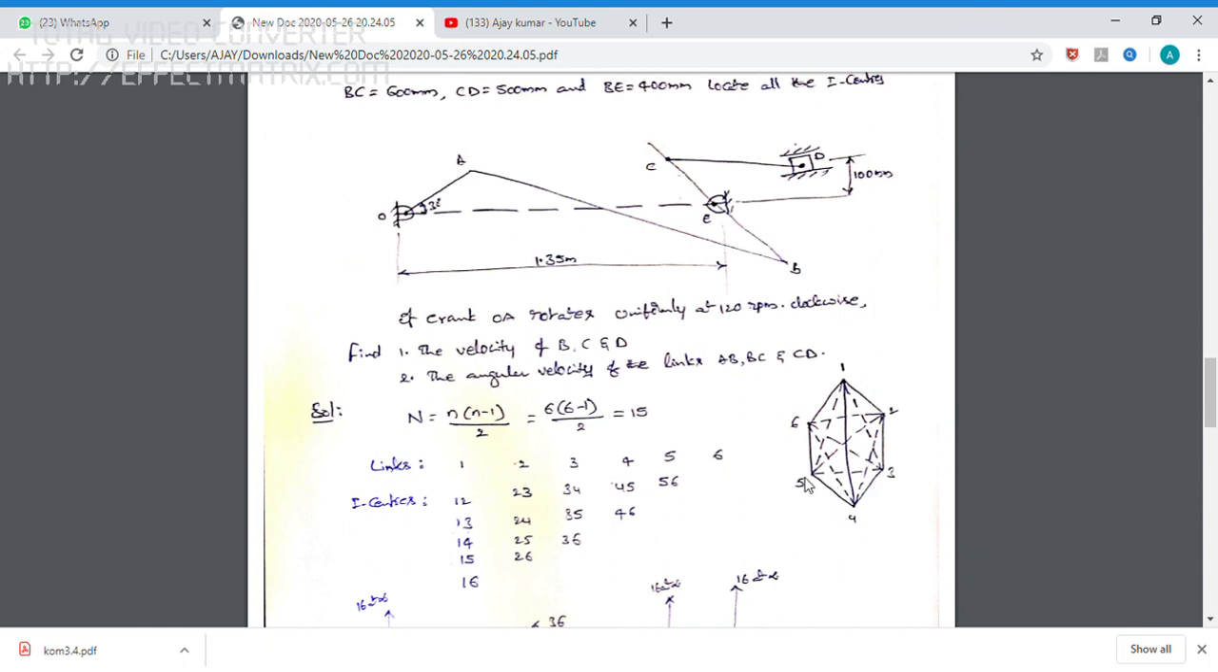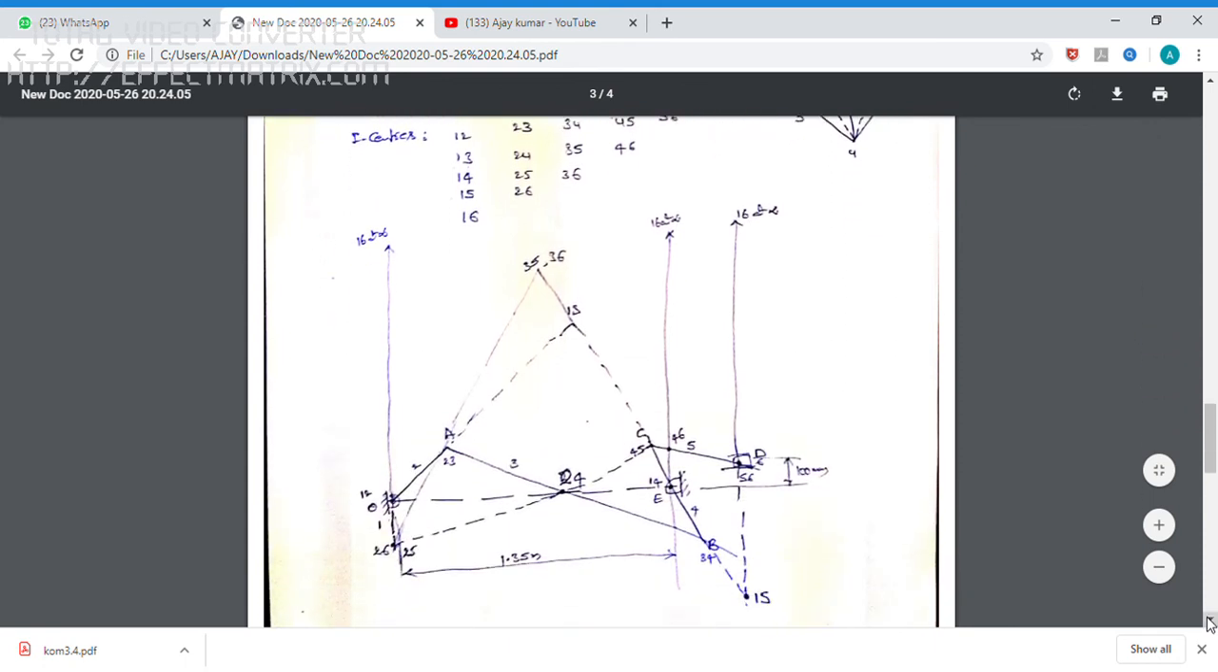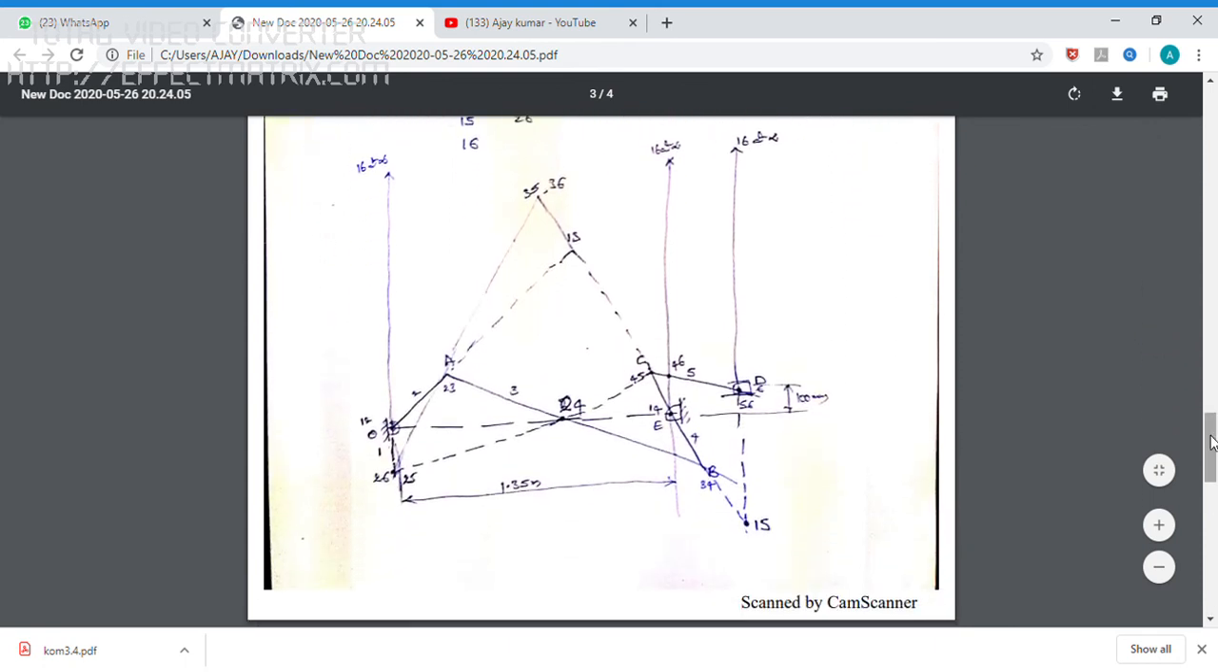Whatever continuation lines I constructed, those instantaneous centers we can easily get by visual inspection. Now how many instantaneous centers? 1 2, 2 3, 3 4, 4 5, 5 6, 6 1, next 1 4, so totally 7 instantaneous centers, which we get by visual inspection. Now observe the 7 instantaneous centers.